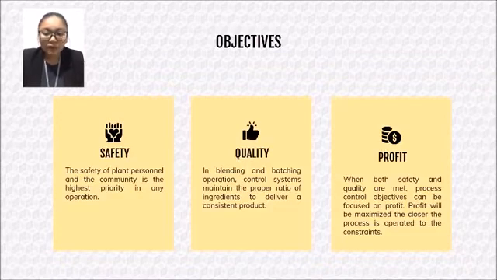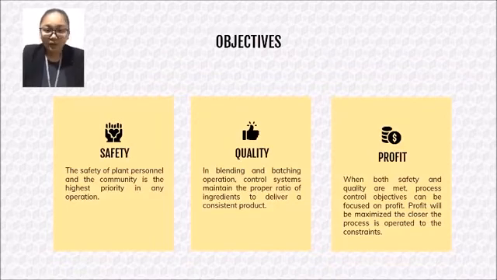For safety, the safety of plant, personnel, and community is the priority of any operation. Next, the quality in blending and batching operation. The control system maintains the proper ratio of ingredients to deliver a consistent product. And when both safety and quality are met, there comes the profit. Profit will be maximized the closer the process is operated to the constraint.